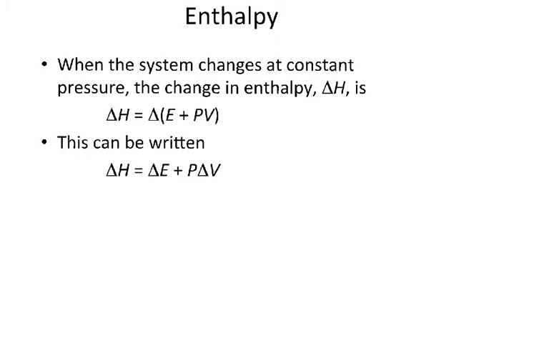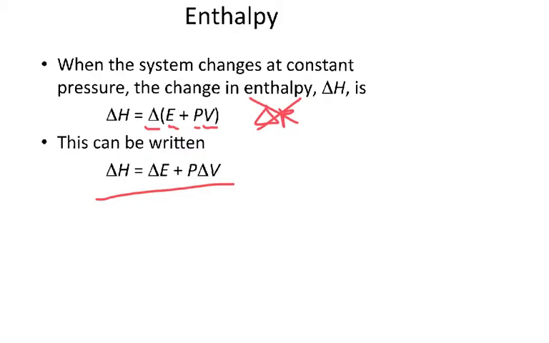So we can write the change in enthalpy, delta H, as being equal to the change in both internal energy and the pressure volume work. Since this is at constant pressure, if we distribute this delta here, then there's no delta P because the pressure is constant, so there's no change in pressure. And so we write this as the change in enthalpy, delta H, is equal to delta E, which is the internal energy, plus the pressure times the change in volume.